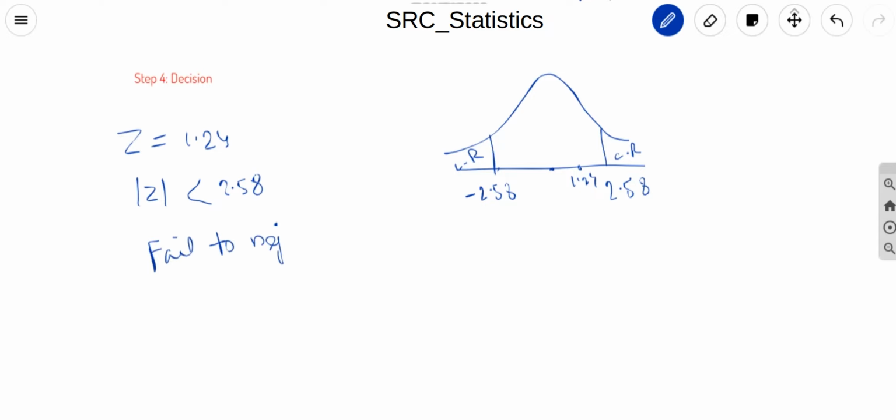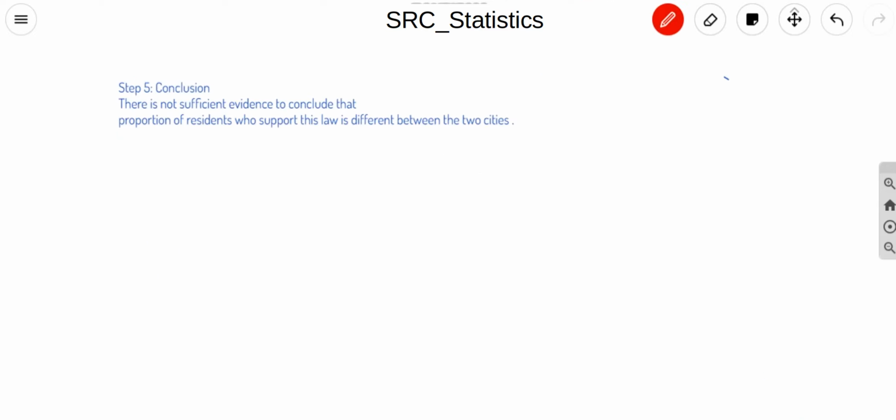Why am I writing this modulus z? Because this is a 2-tail test. The value of z may be negative or it may be positive. So, if we write down modulus sign, then it gives the neutral value. Then we go to the final step.